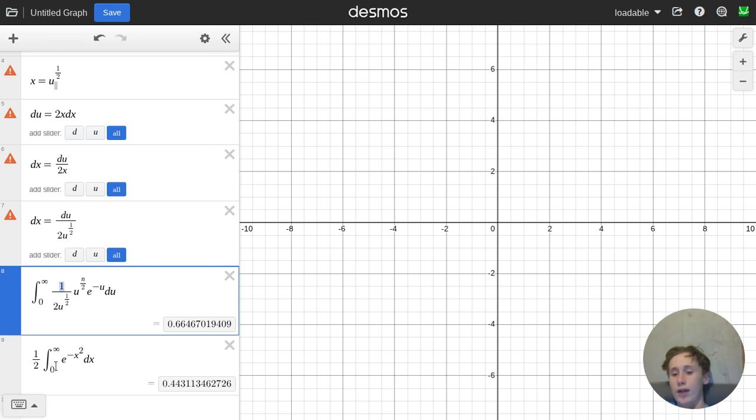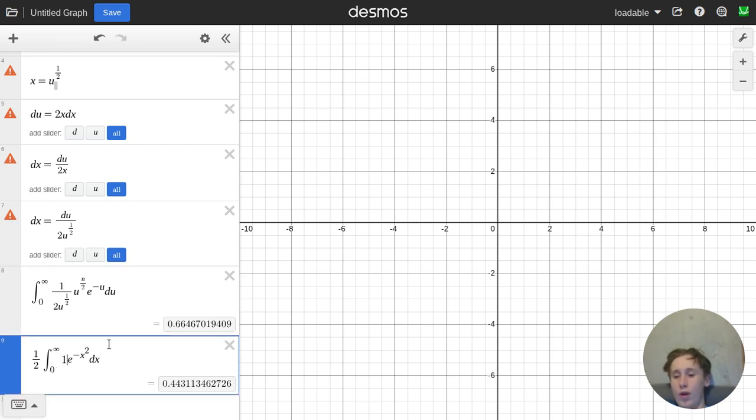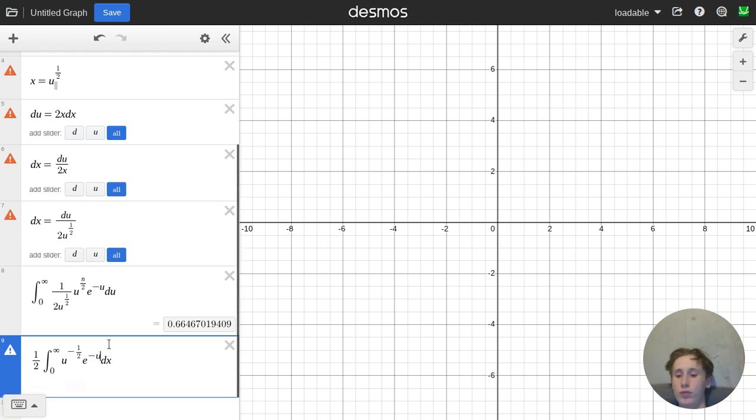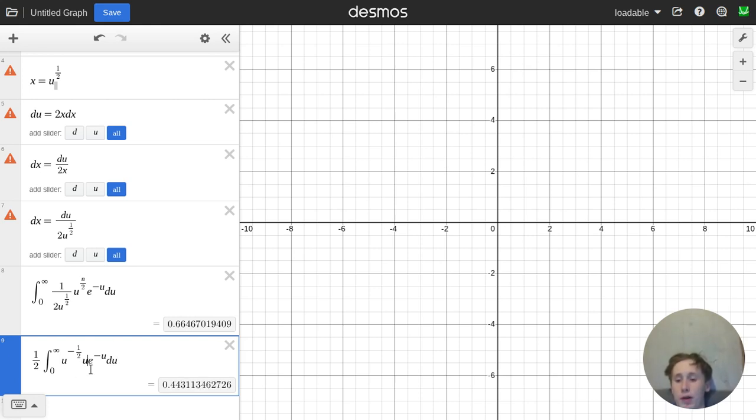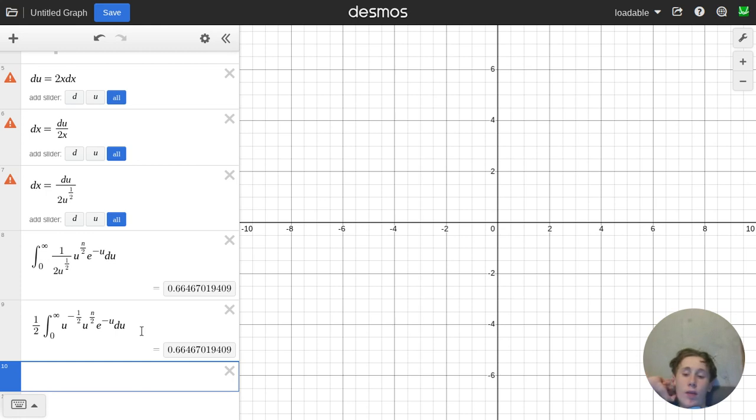So that 1/2, and then we get 1 over u to the 1/2, which is, of course, u to the negative 1 over 2. E to the negative u, du. And that's pretty easy, huh? Whoa, I forgot the other one. What am I doing? Okay. And we have this here, and then we're going to continue to reduce this.